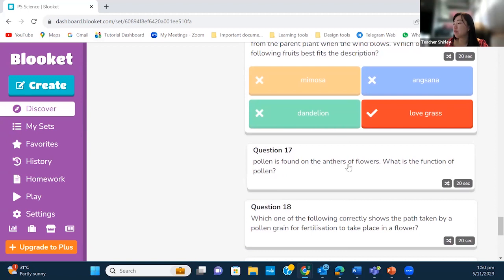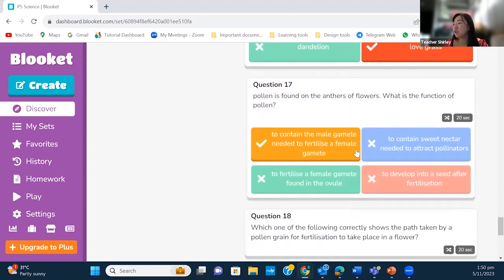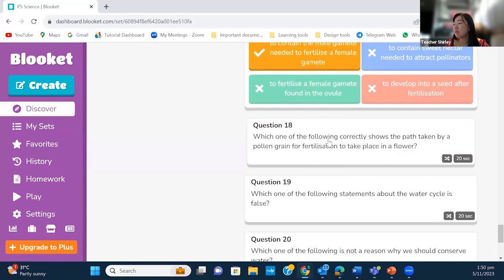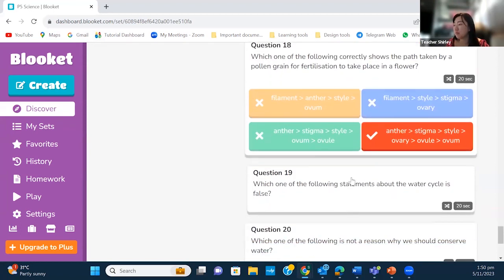Pollen is found on the anther of the flowers. What is the function of the pollen? The pollen is to contain the male sex cell to fertilize the female sex cell, okay? Which of the following correctly shows the path taken by the pollen grain for fertilization to take place in the flower? Anther, stigma, style, ovary, ovule, ovum.